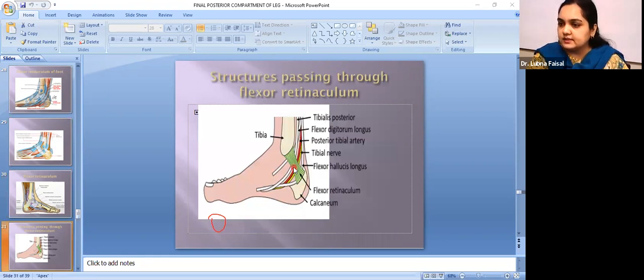This is the flexor retinaculum, and the tibialis posterior, flexor digitorum longus, and flexor hallucis longus tendons all pass under the cover of the flexor retinaculum. These are the deep compartment muscles, the deep subcompartment muscles.